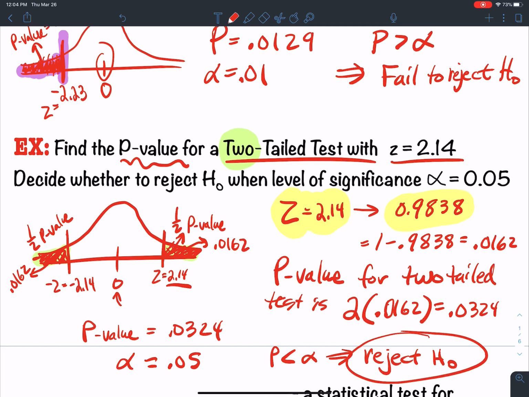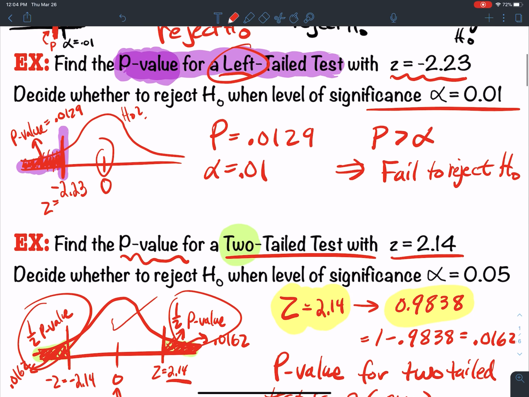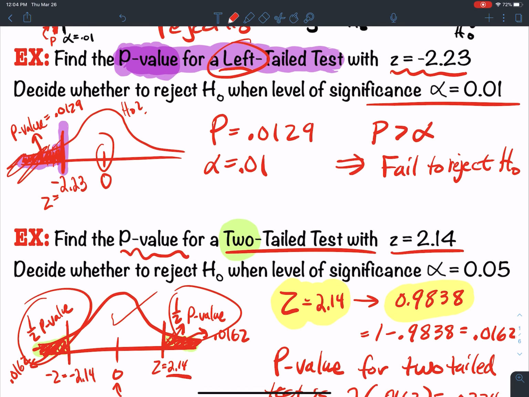That's my decision. So the two-tailed test is a little bit trickier, but if you draw the picture, you will see why you have to double it. With a left or right-tailed test, you find it, and you don't have to worry about doubling because all the area is in the left tail. Or if it's a right-tailed test, vice versa, all the area will be in the right tail.